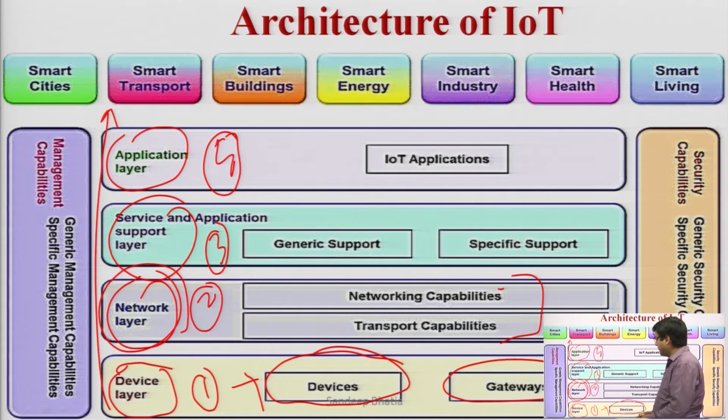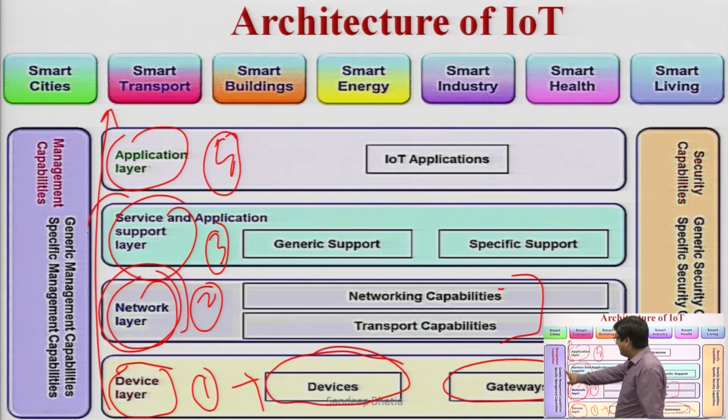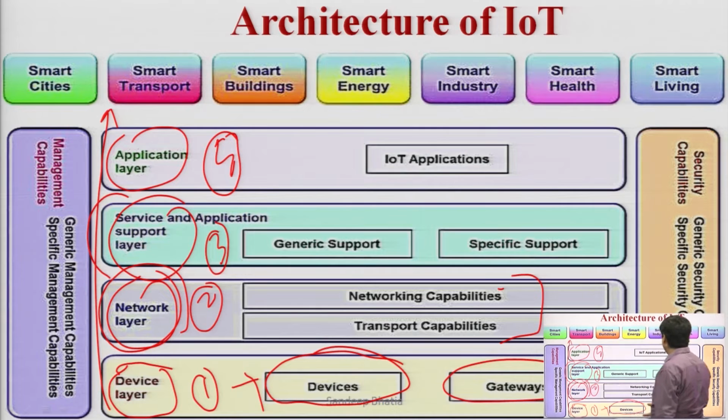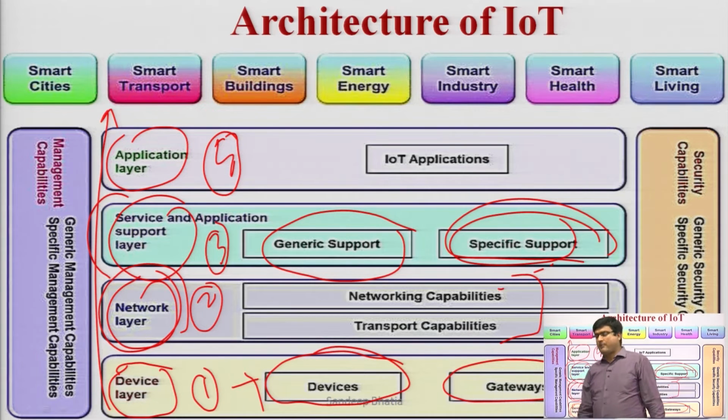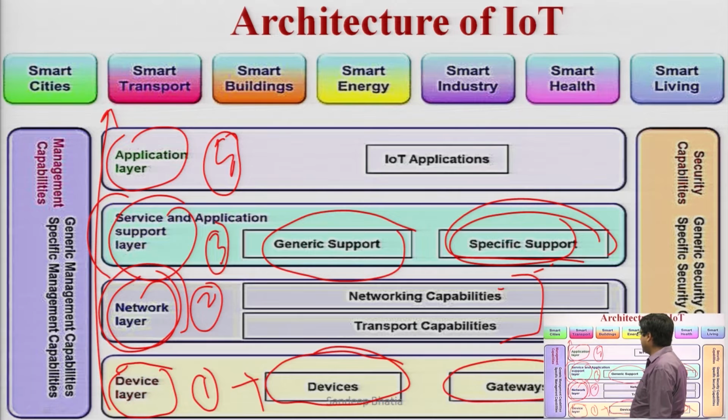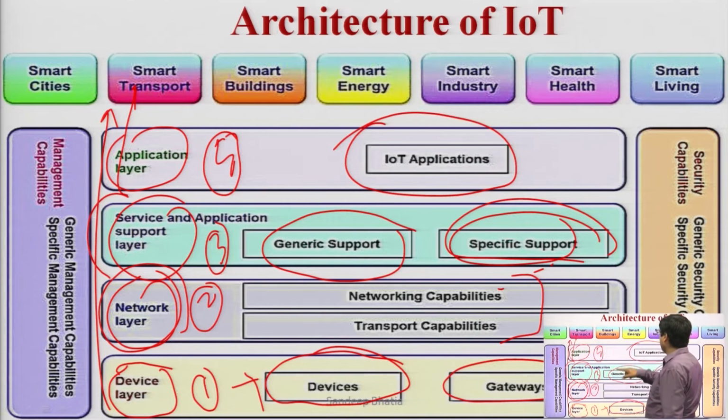Okay, after that there is the service and application layer. We are providing services to the further applications. It has generic support and specific support. General services are there, and some task-specific, application-specific services are there. So, basically after deploying the devices and doing the networking, we are providing service to the application layer. In the application layer we are using our IoT concept in IoT applications.